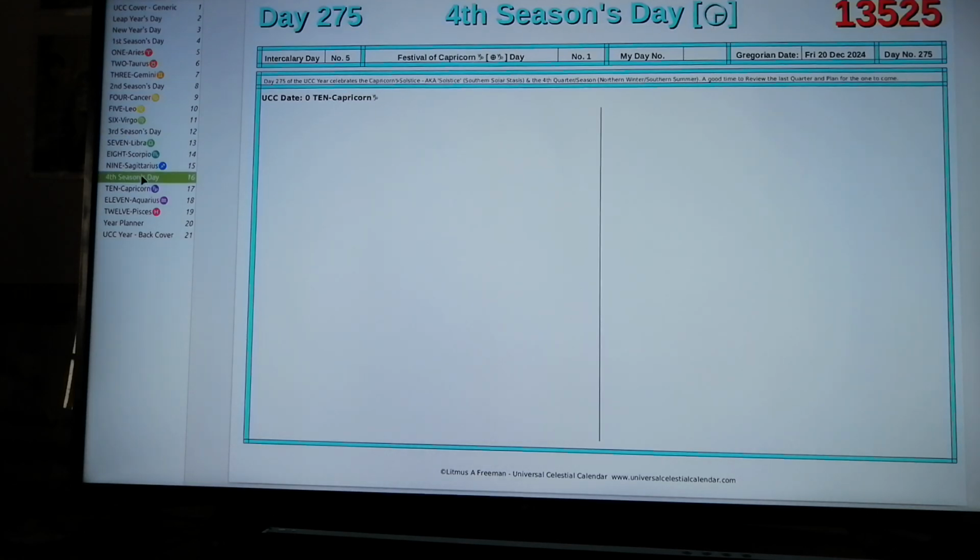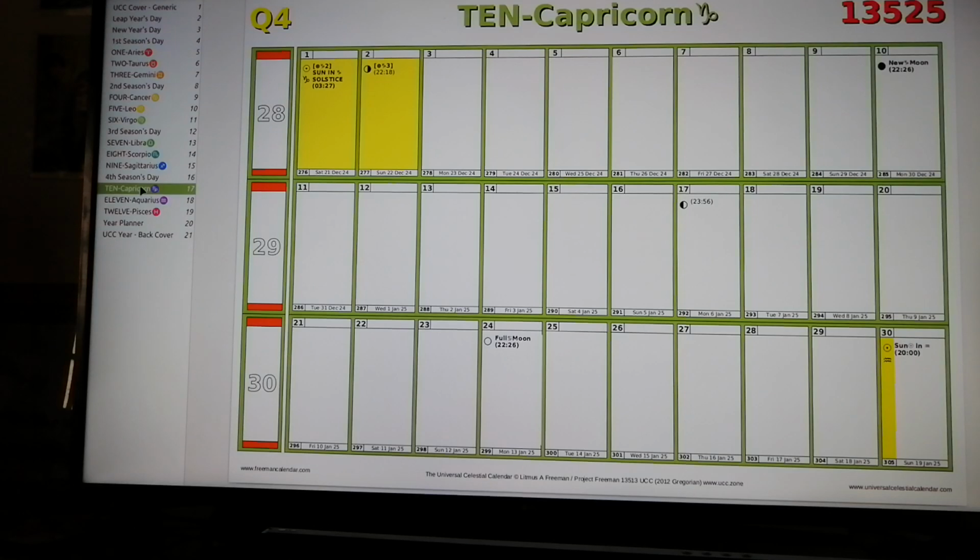Yeah, so fourth seasons day celebrates what we call the winter solstice in the northern hemisphere. It's actually the Capricorn solstice. It's the summer solstice in the southern hemisphere. Okay, and then we go through the 3 triad months of the fourth quarter, northern hemisphere winter.